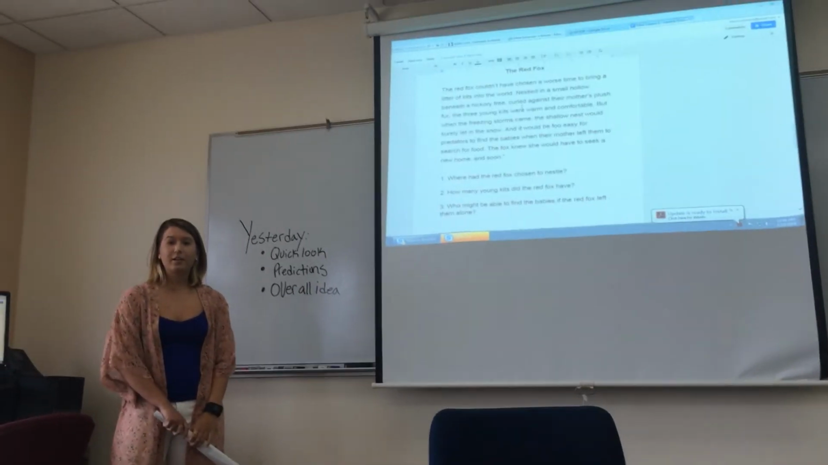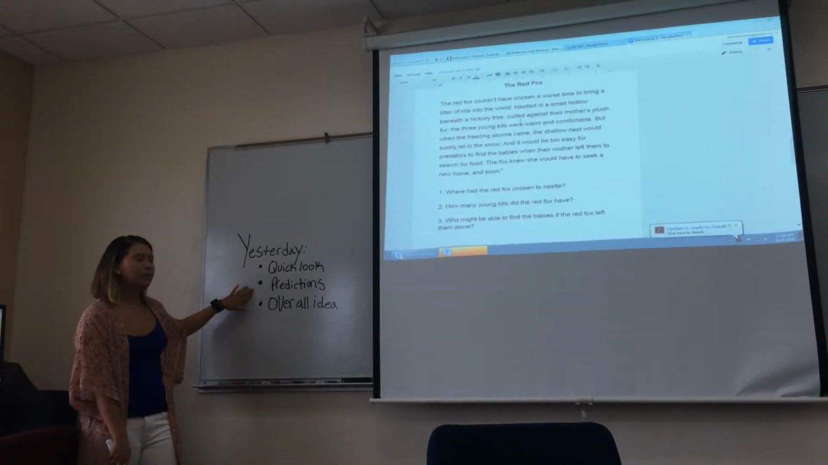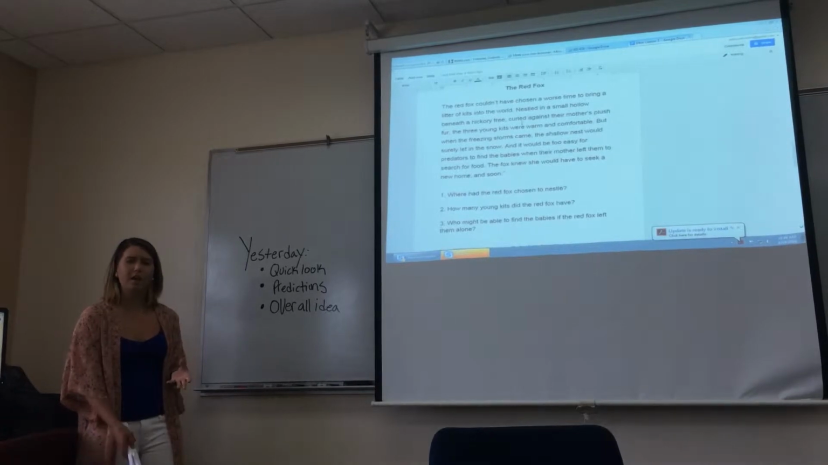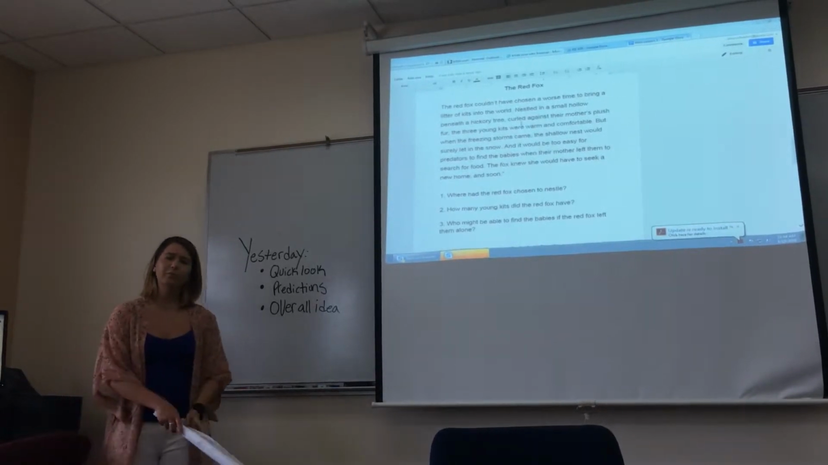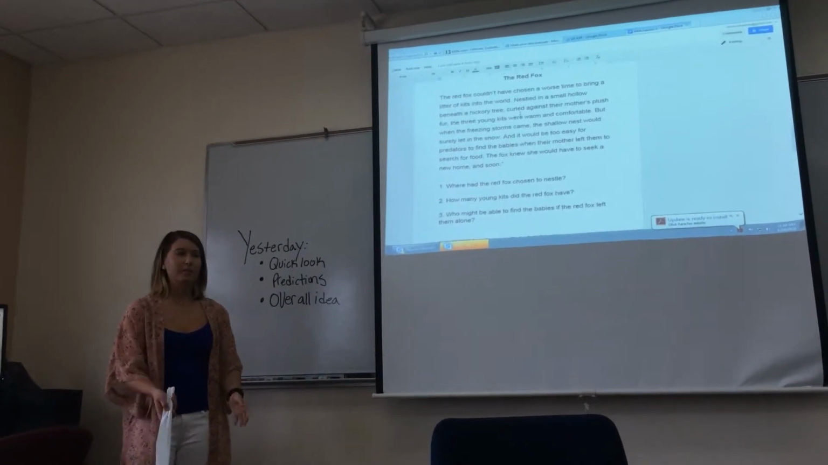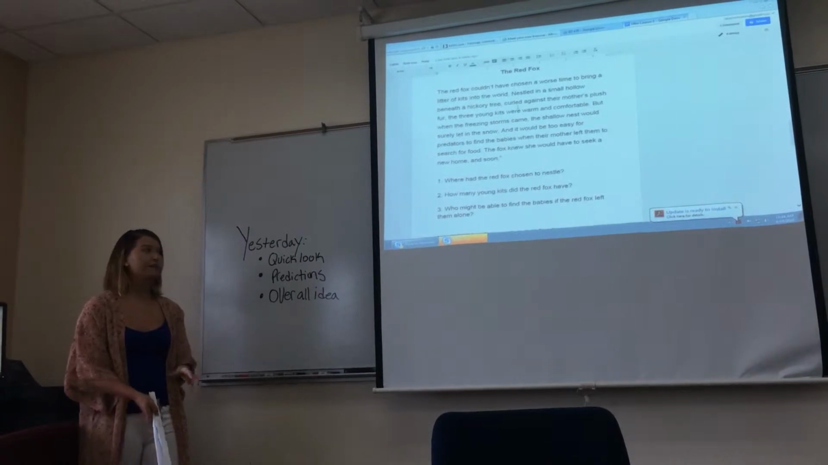Grade readers. So yesterday, we learned how we can take a quick look through a text, make predictions, and how we can maybe find the overall idea when we read a text. Does anyone remember what that was called? Skimming. Very good. We learned to skim through a text and find the overall idea of that text.